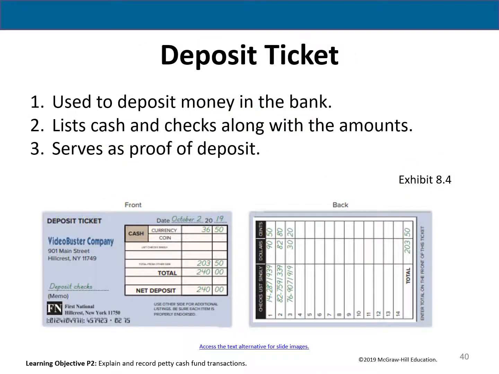So here's our deposit ticket. Again, it's used to deposit money in the bank. We list cash and checks along with the amounts, and it serves as proof of deposits. And one thing I disagree with here, the total deposit is the total deposit. You can't withdraw cash on a business checking account deposit like you can on a personal one. You have to deposit all the money on the deposit slip.